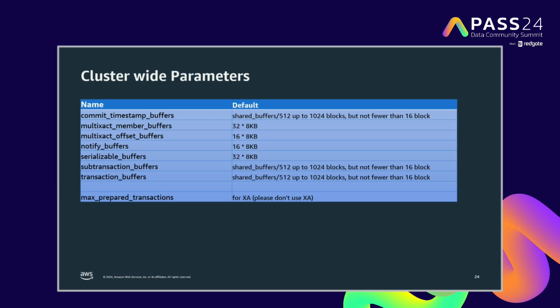But just be careful, again, this is new with 17, so if you go set these each to a gig or 2 gig, that's going to add up on your system, right? I'm not saying you should set them that large, but my only thing about the max prepared transactions is, just don't use it, if you can, because prepared transactions are generally evil for databases.